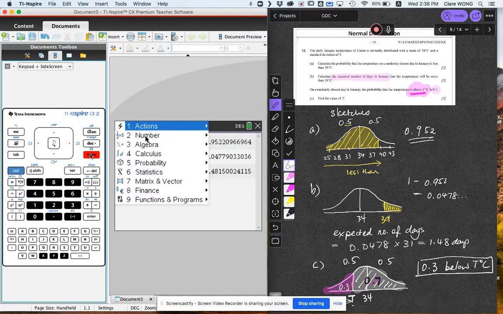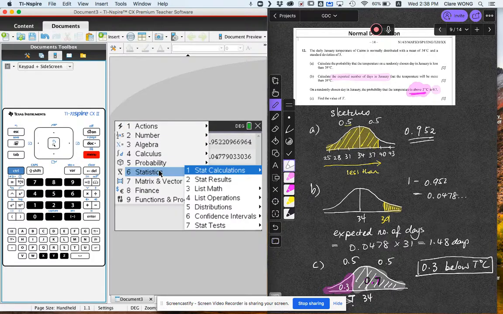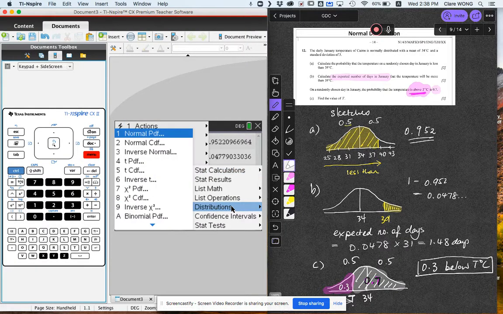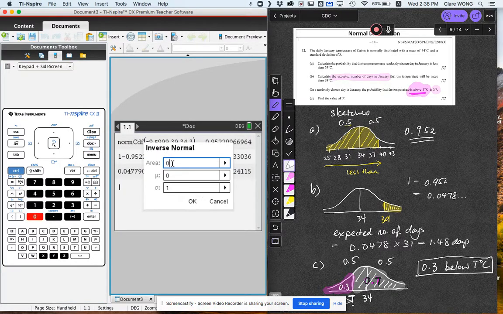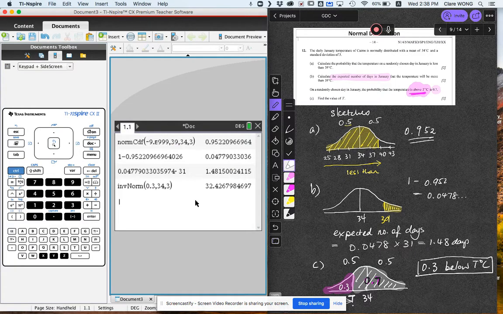Go to menu, statistics, distribution, this time inverse normal. The area is 0.3, 34, and 3. The temperature is 32.4 degrees Celsius.